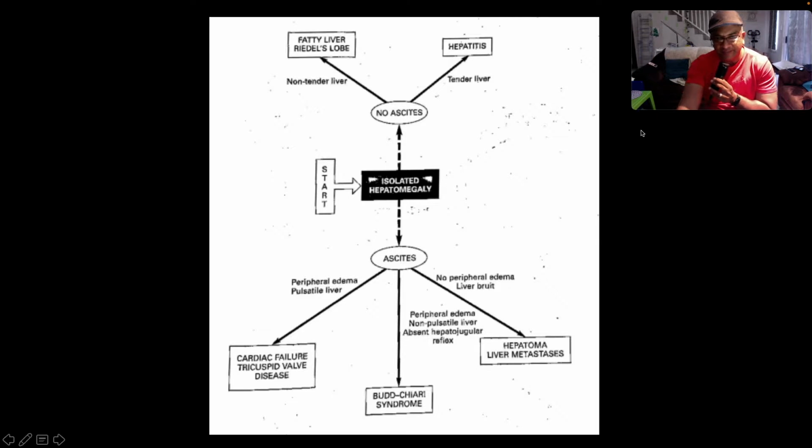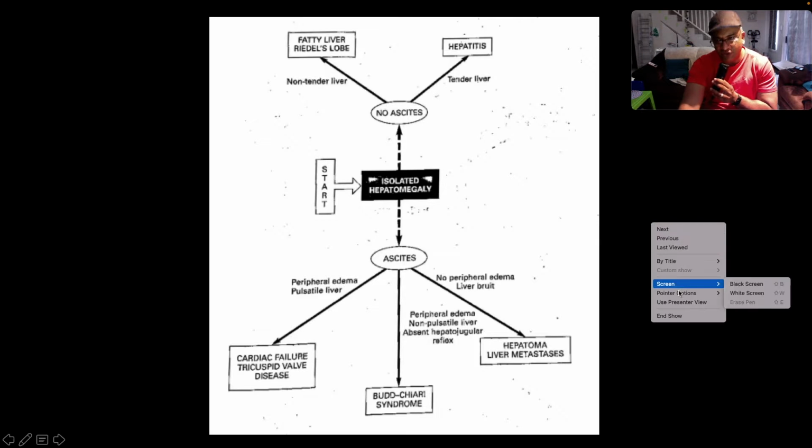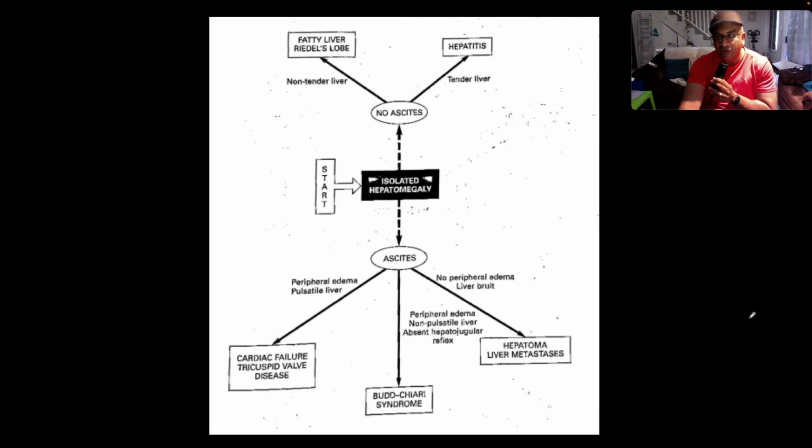Let's go, guys. So you have a patient with a clinical problem of hepatomegaly. What are you going to do about it? Well, a nice starting point in terms of stratifying our thought process behind the possible etiologies is to ask a very important question. Is there ascites, yes or no? So you've got isolated hepatomegaly with no ascites versus isolated hepatomegaly with ascites.